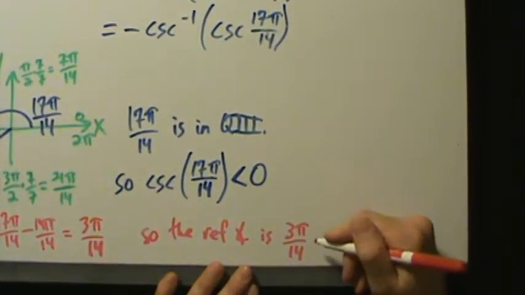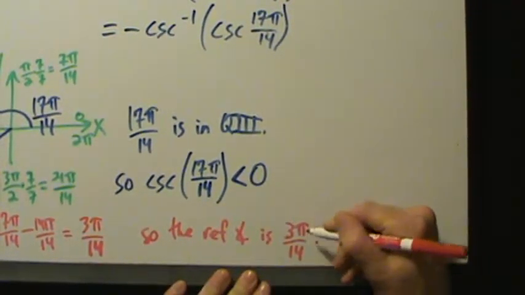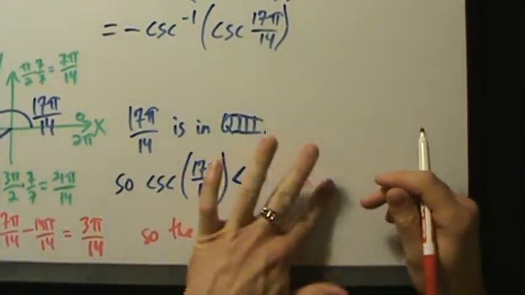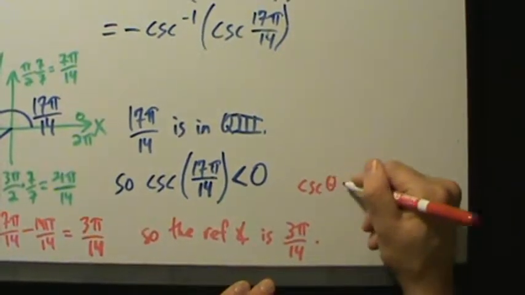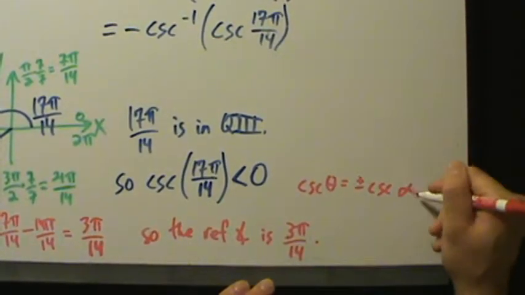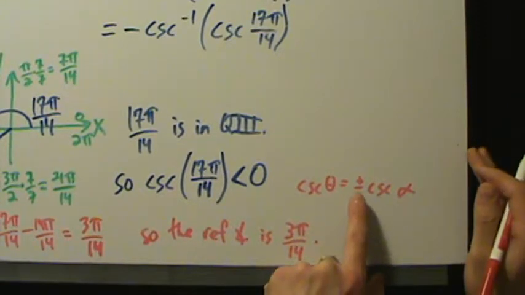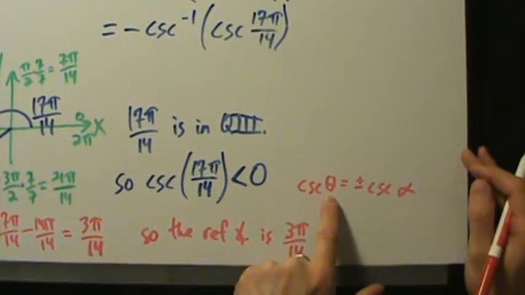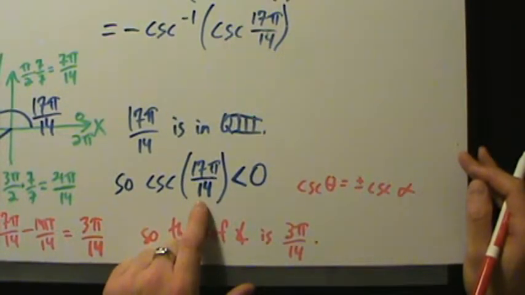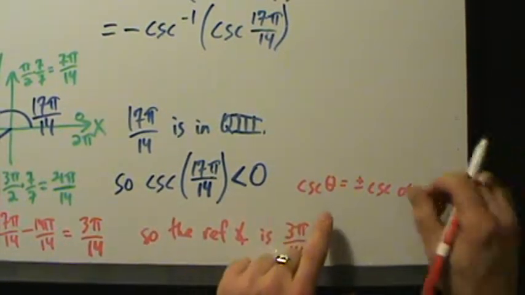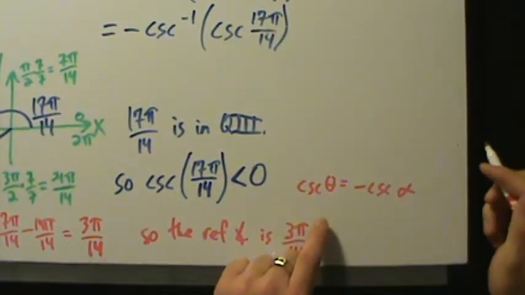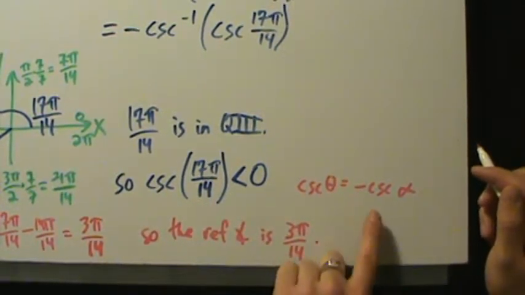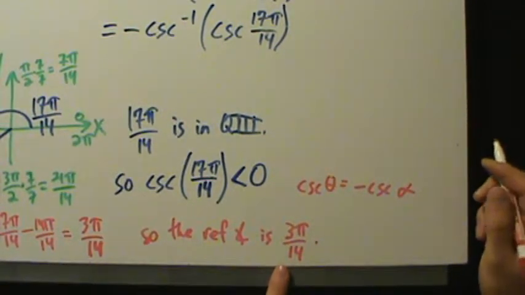So remember when we talked about reference angles way back in an earlier video, the way reference angles work is if you have an angle theta, or we're doing cosecants, cosecant of theta is plus or minus cosecant of the reference angle alpha, where the plus or minus sign is determined by the quadrant of theta. In this case, theta is 17 pi over 14, and we already know that since theta is in quadrant 3, cosecant is negative, so we're going to take the negative. So in other words, cosecant of our given angle equals negative cosecant of the reference angle. That's how reference angles work, so remember that.